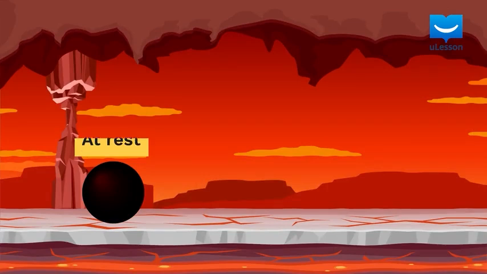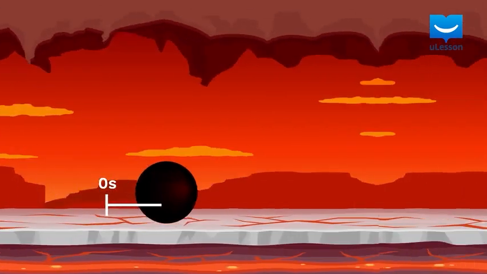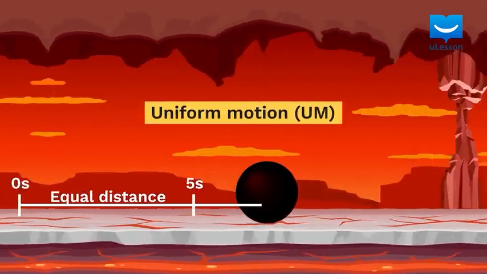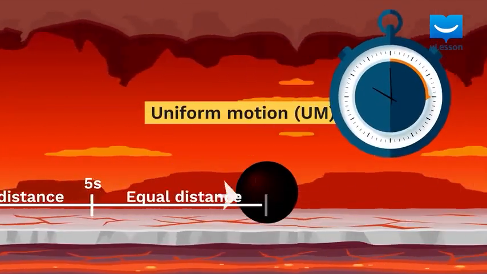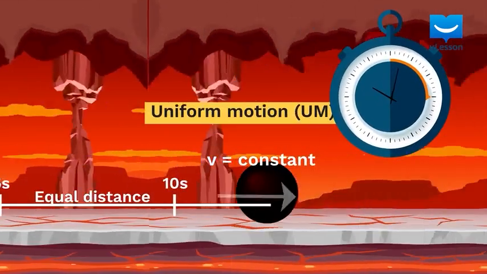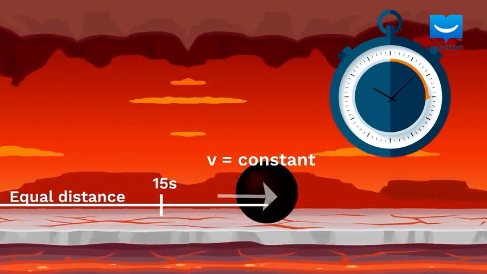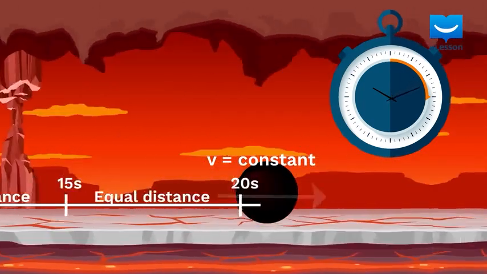If the position of the body changes at a constant rate and it travels in a straight line, we say the body is undergoing uniform motion because the velocity v is constant. This means the body covers an equal distance for each time interval.